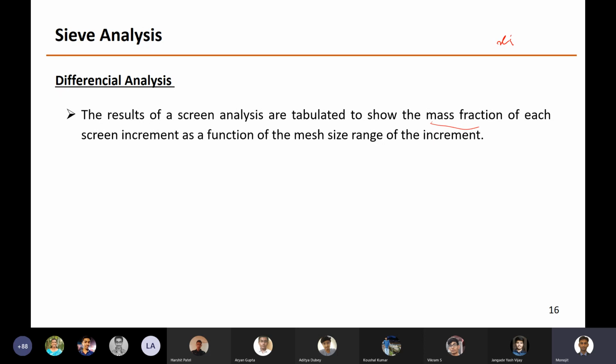Mesh size range means the example that I gave you, minus 10, plus 20, this increment. So it will be tabulated like this. You have minus 10 plus 20, that increment, with xi. That means this is the mass fraction of the entire material which is retained on this specific range of screen. That means the screen is basically 20, the particle is retained on the 20 screen, and it has come from a screen which has a mesh number of 10. That is one of the examples.